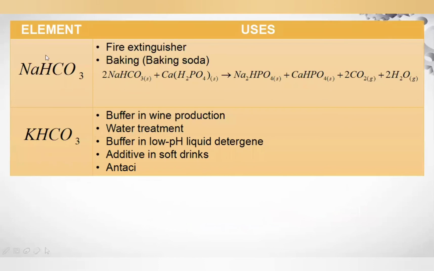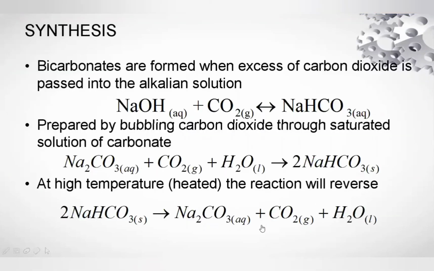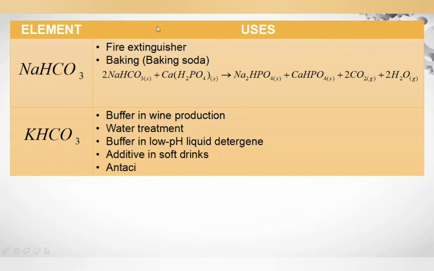So these are the uses of the hydrogen carbonates. First, sodium hydrogen carbonate is used as a fire extinguisher, because at high temperature it releases carbon dioxide and water to help put out fires. The second is baking, for example baking soda. Baking soda is a mixture of sodium hydrogen carbonate and calcium dihydrogen phosphate. It forms carbon dioxide to help increase the size of the dough.